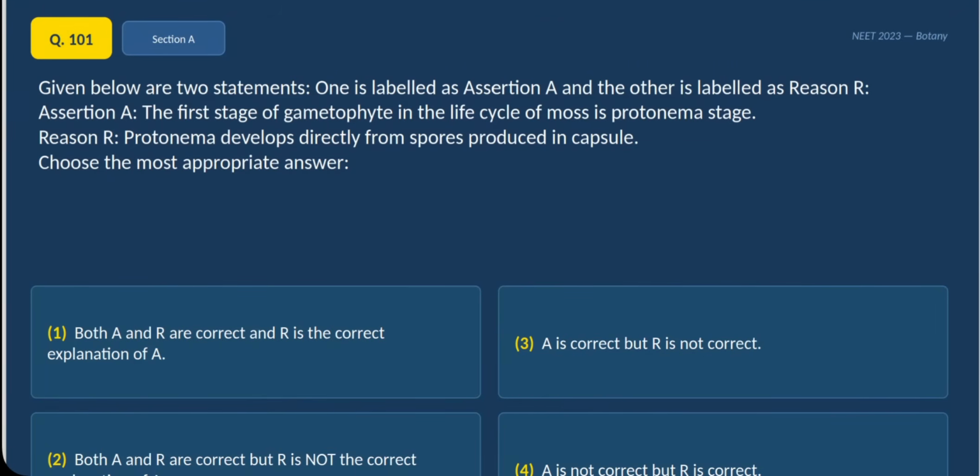Hi friends, today I'll be discussing the 2023 NEET biology question paper. The first question is from Botany.